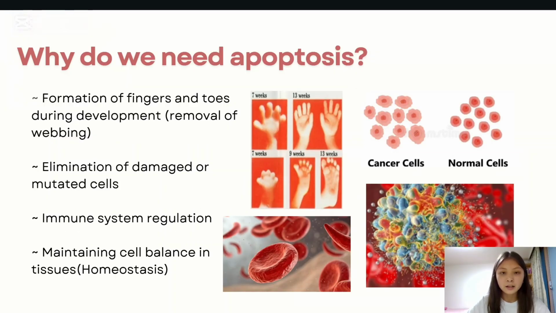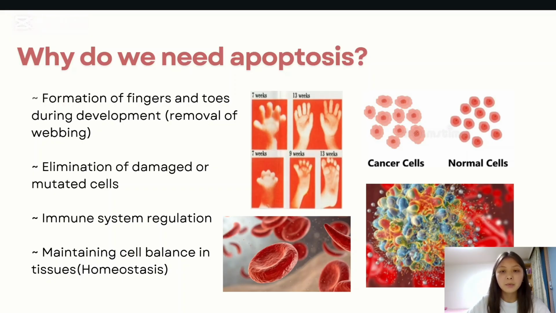So yeah, next, why do we need apoptosis? This process is actually essential for many reasons, and one of the main ones is organ development. During embryonic growth, apoptosis helps shape our fingers and toes by removing the webbing between them, so by removing the unnecessary cells between them.